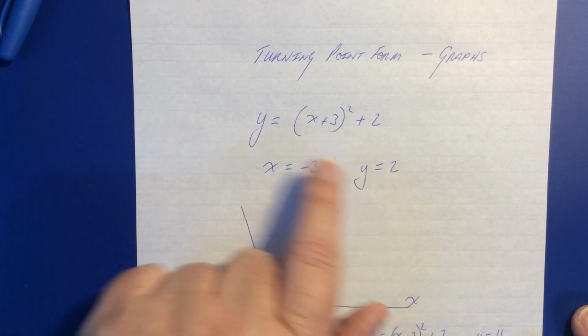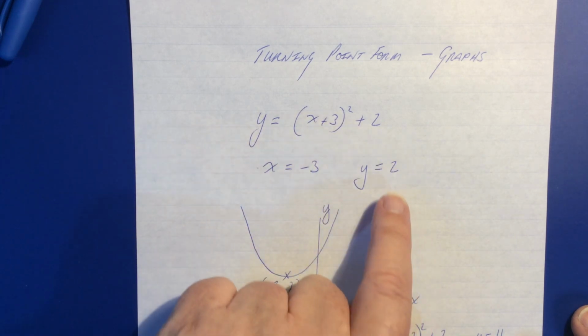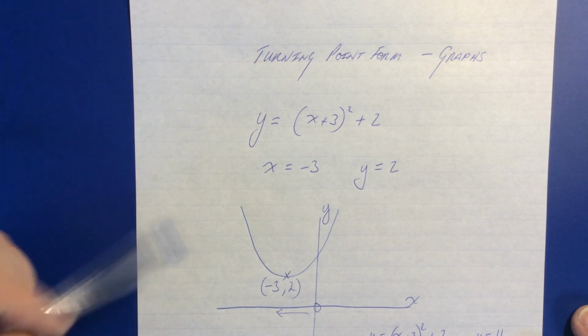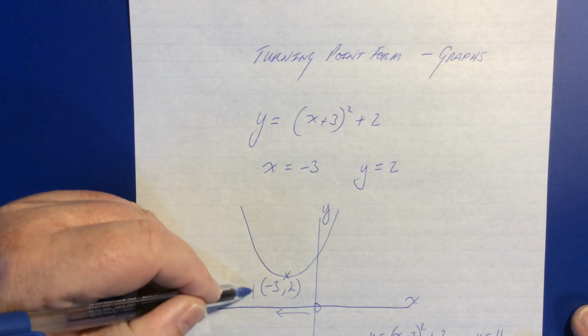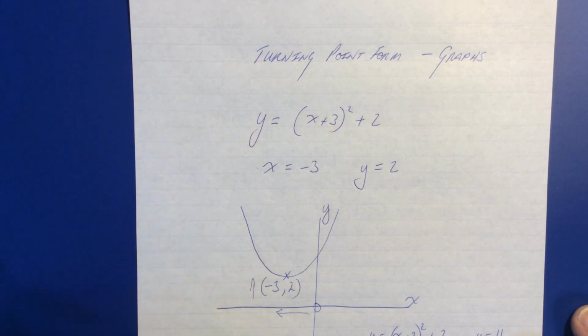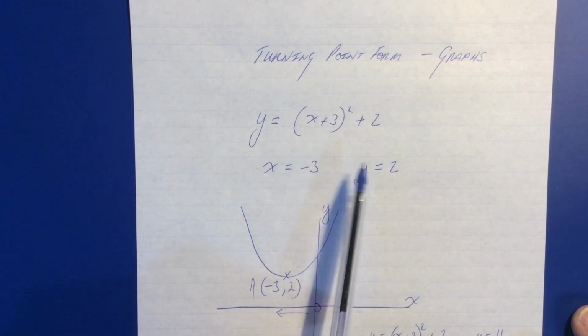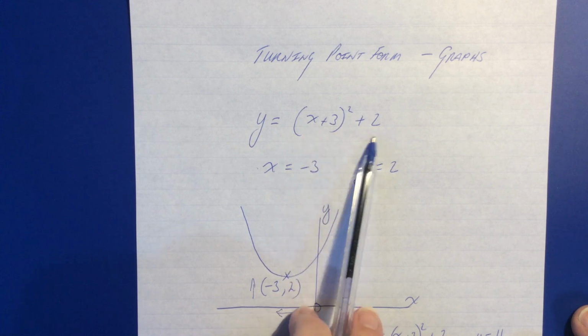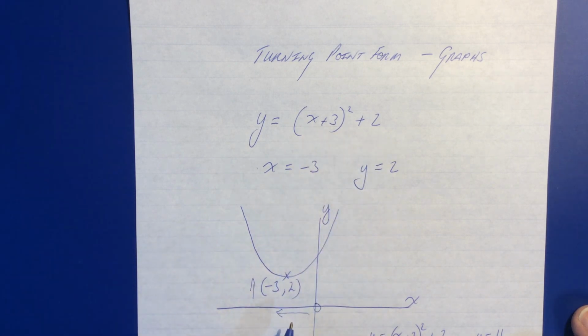If we make this whole expression equal 0, we can put our thumb on it, or we can just ignore it, or we can make x equal negative 3, whichever works for you. We get a simple expression y equals 2. That is the y-coordinate of our turning point, and that is 2 units up. And that's all there is to finding the turning point from this form. It's very, very simple.